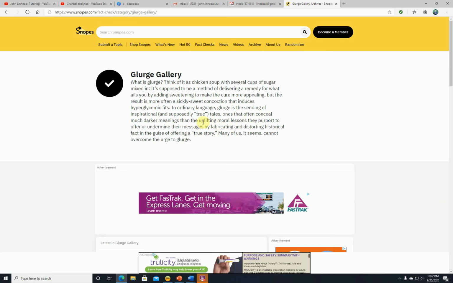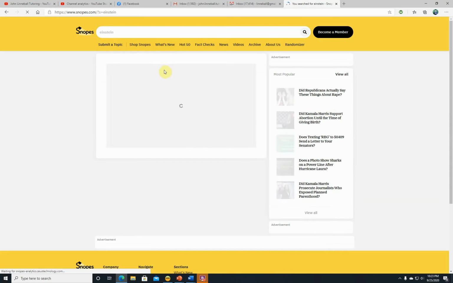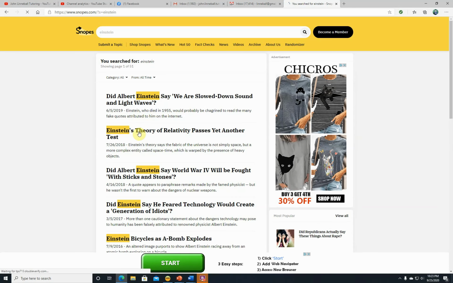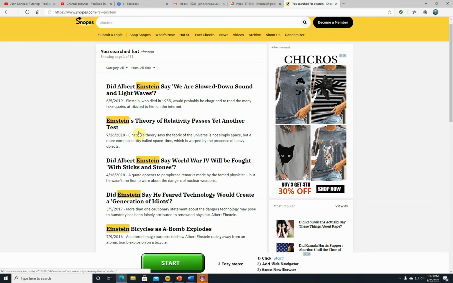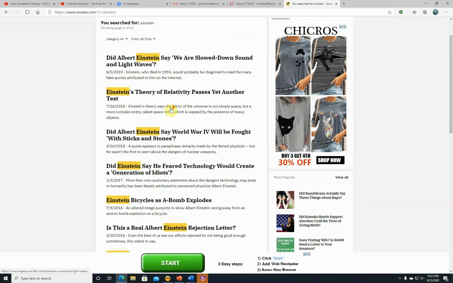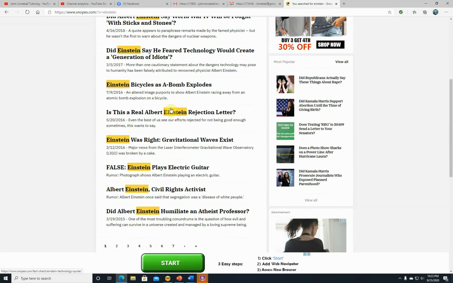So a lot of times you're going to see things about Einstein. So here we go. Einstein's a very common stock character because everybody knows, oh, he was the smartest guy to ever live. Whenever you hear about a really smart scientist, oh, it was Albert Einstein. So here's some things. Theory of relativity.